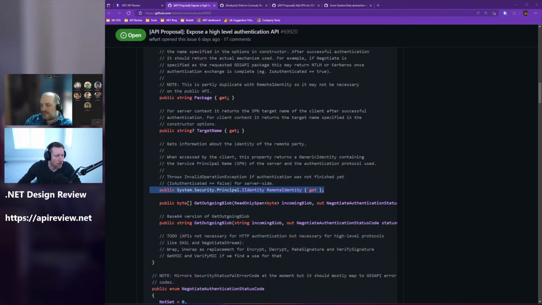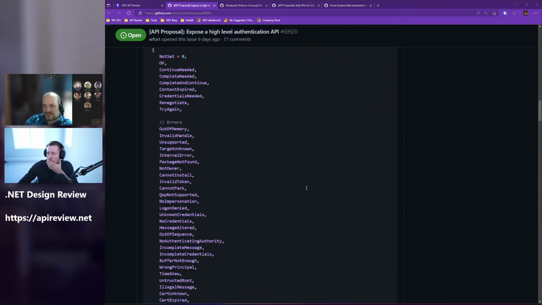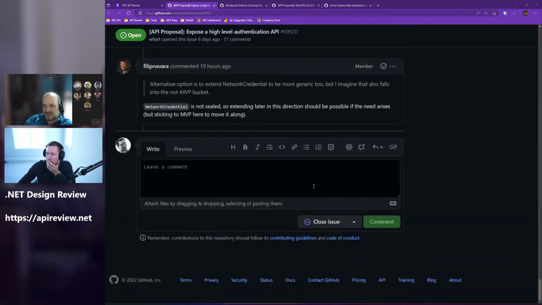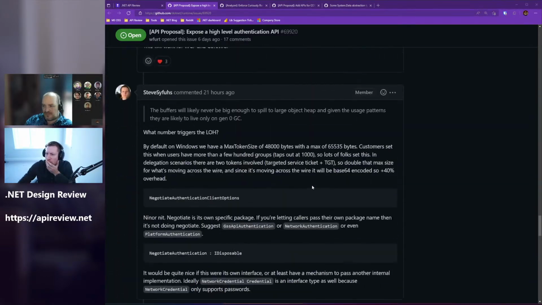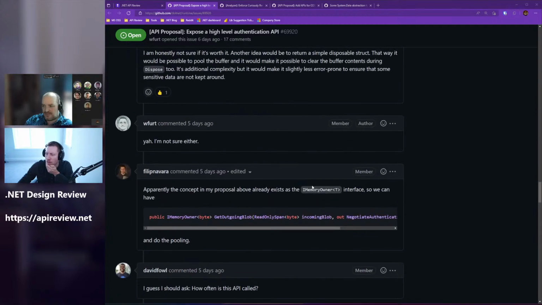And so we have GetOutgoingBlob, which basically always allocates. Do we want an API that fills the span, or do we not care? There was a discussion about it. I think David brought it up, and the trick is it's kind of hard to know how big the buffer is. And if you scroll down, there was some proposal, some interface where you can do something like a memory owner, and I just felt it's like, so this happens once per connection.